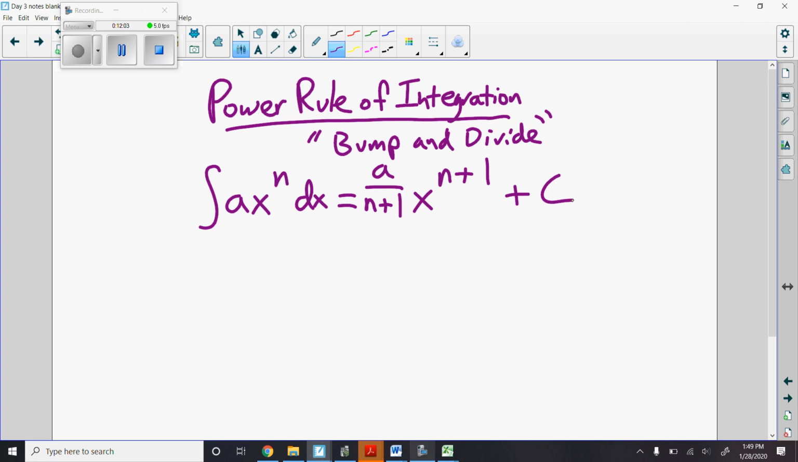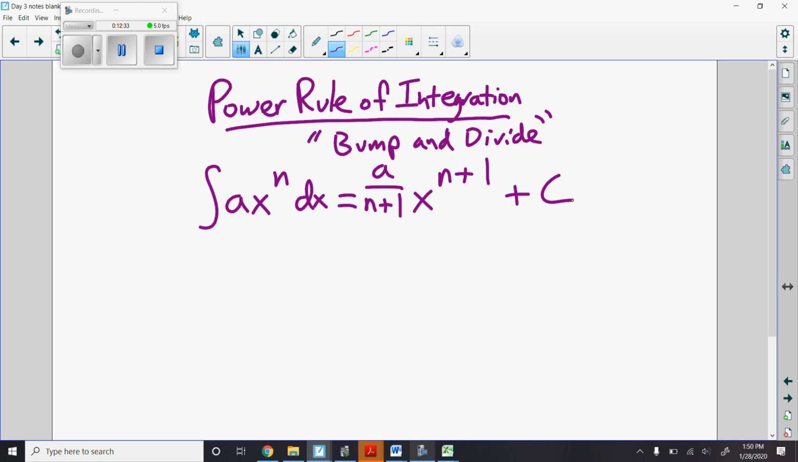Now this rule works for all n values except for one n value. There's only one n value that it doesn't work for. And take a look at that coefficient, a over n plus 1. What number are we never allowed to divide by? Well, we can't divide by 0. What would n have to be so that we would be dividing by 0? Well, n would have to be -1.